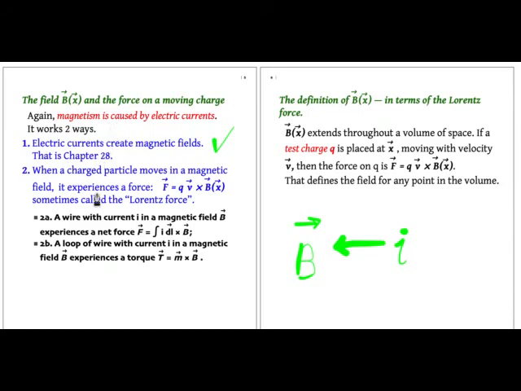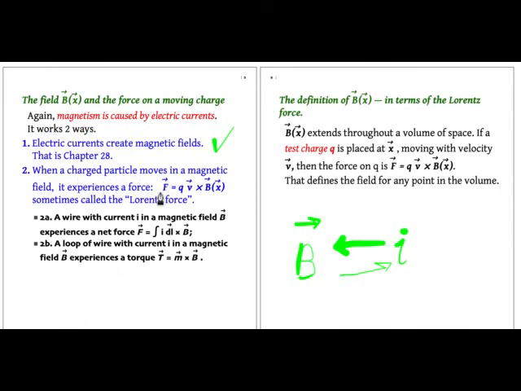The other way it works is that when a charged particle moves in a magnetic field, it experiences a force. So a magnetic field affects a current. That's where the force comes in. There's a force on the current. A current is a collection of moving charges, as we saw in the past couple of weeks. So current just means moving charges. If you have just one moving charge, just one charged particle moving around in the magnetic field with a velocity, it will experience a force.